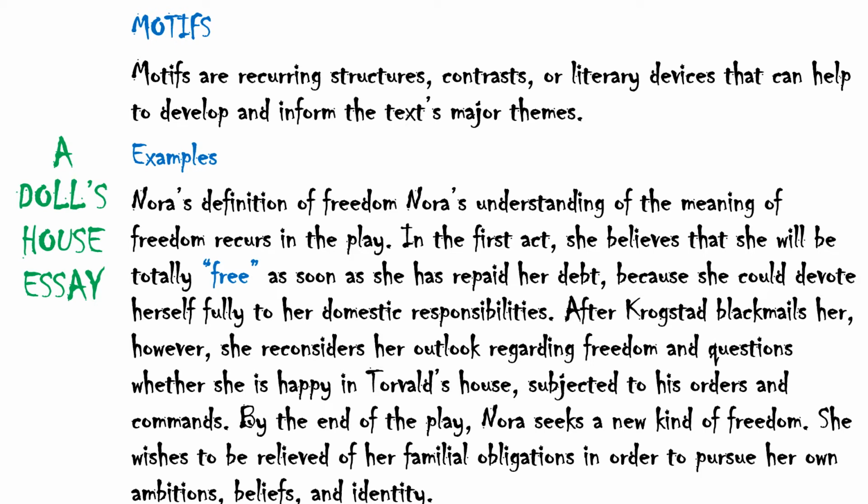After Krogstad blackmails her, however, she reconsiders her outlook regarding freedom and questions whether she is happy in Torvald's house, subjected to his orders and commands. By the end of the play, Nora seeks a new kind of freedom. She wishes to be relieved of her familial obligations in order to pursue her own ambitions, beliefs, and identity.